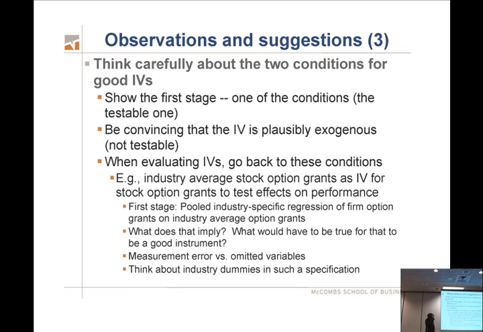Lastly, I would encourage everybody to think carefully about the two conditions. Show the first stage, which is the one condition you can show. Right? I'm often surprised when I get papers to referee or to read and they have an instrument but they don't show the first stage. Right? Then I'm left really wondering how powerful that instrument is. Is it really there or not? Okay? So show the first stage. It's the one condition you can show.